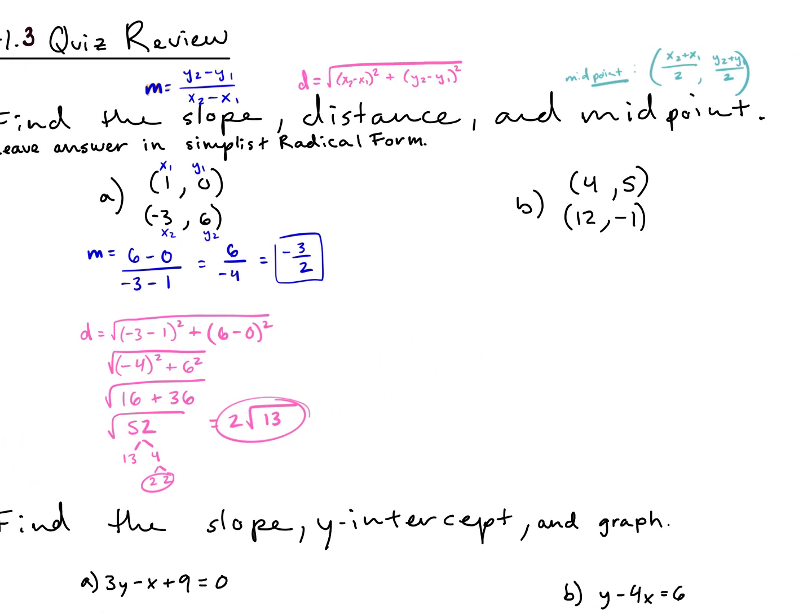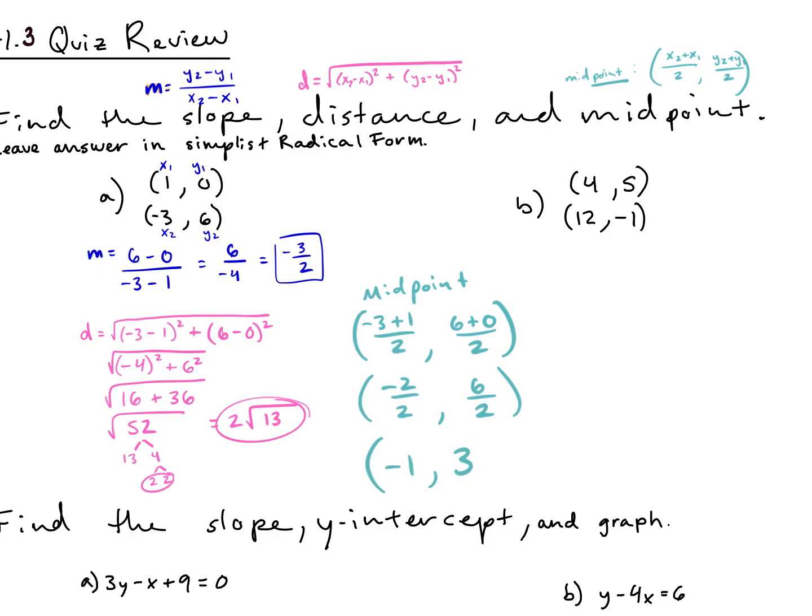Next, let's find the midpoint. So I have x2 plus x1 would be negative 3 plus 1 over 2. And y2 plus y1 over 2, so 6 plus 0 over 2. Negative 3 plus 1 would be negative 2 over 2. 6 over 2, this would simplify to negative 1 comma 3. So that would be our midpoint.